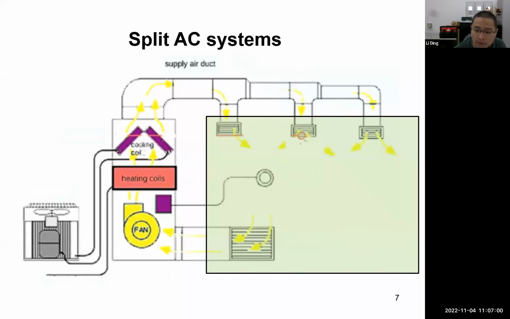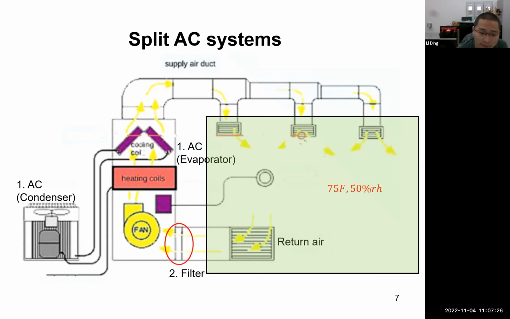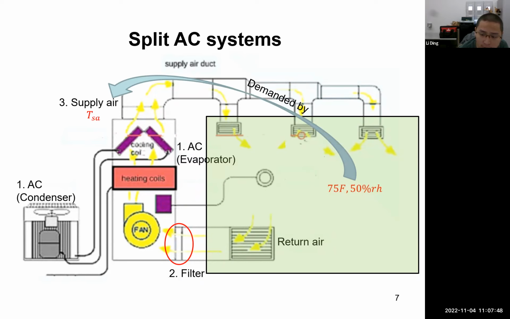So here is an entire schematic of split AC systems. This is an indoor comfort air condition, 75 degrees Fahrenheit and 50% relative humidity. And this can be achieved by the AC, which includes the evaporator and the condenser. Next, the return air should pass through a filter before entering the fan. Then we can get our supply air. And the supply air temperature is demanded by the indoor comfort air condition. For example, if you want drier indoor air, the supply air temperature should be lower.